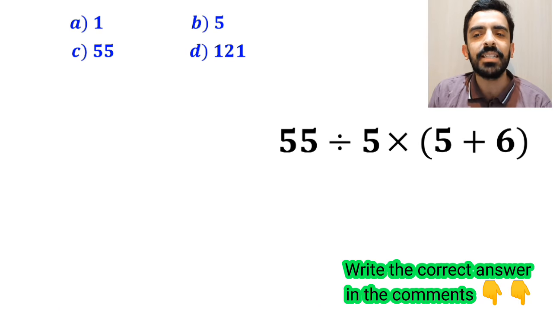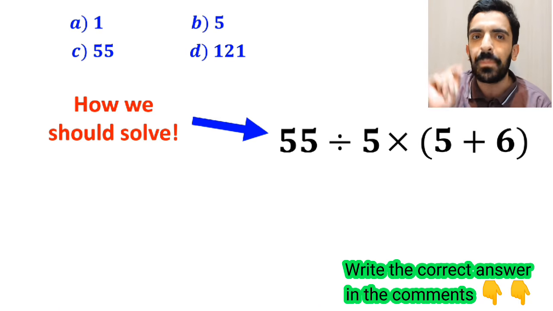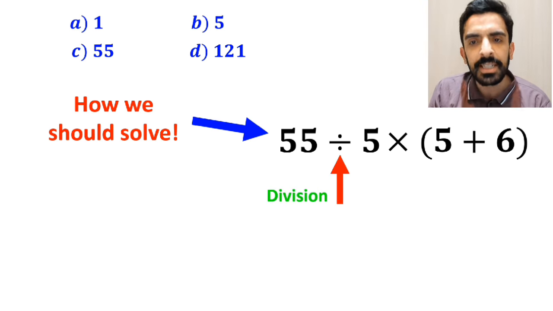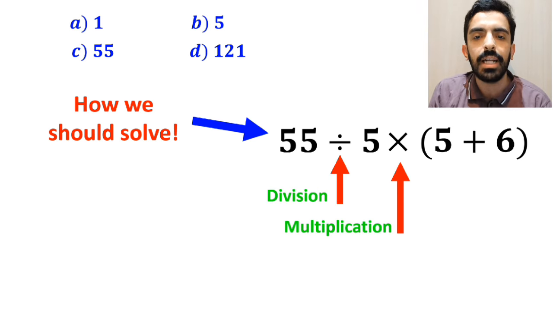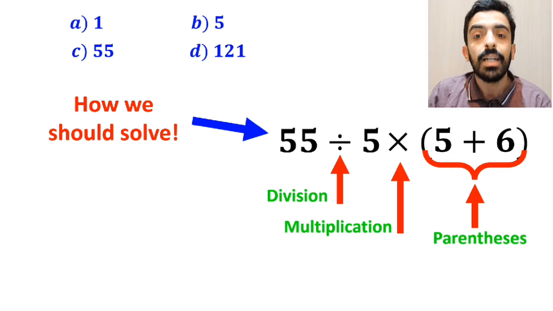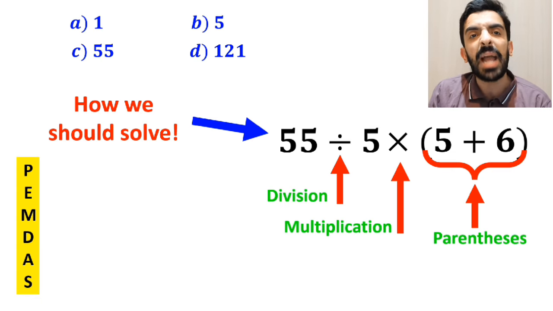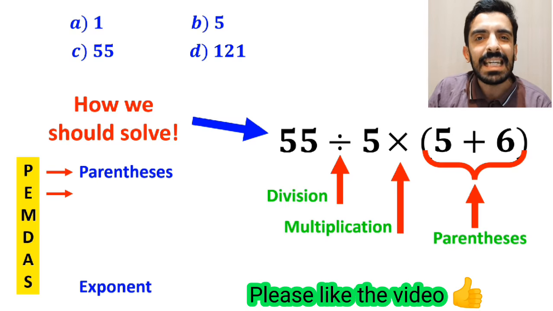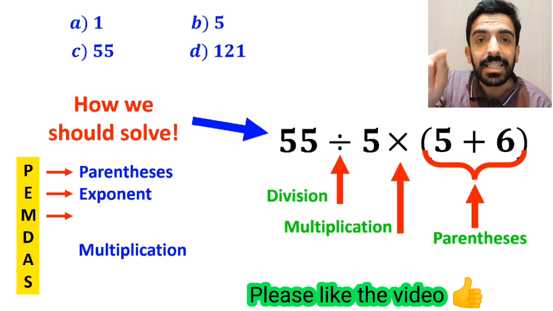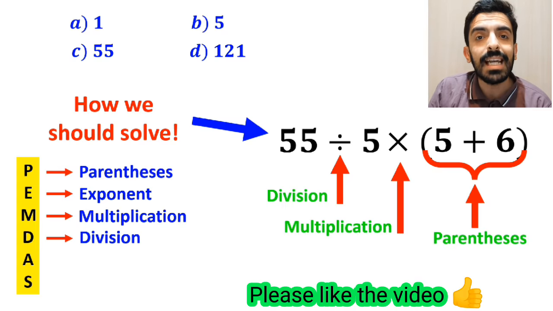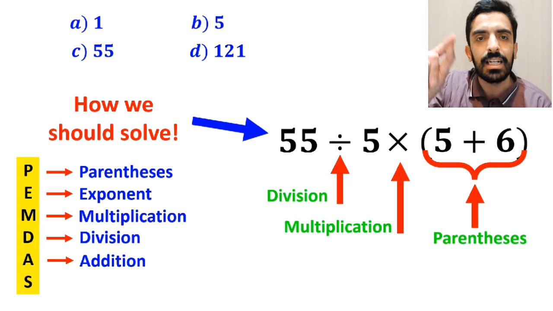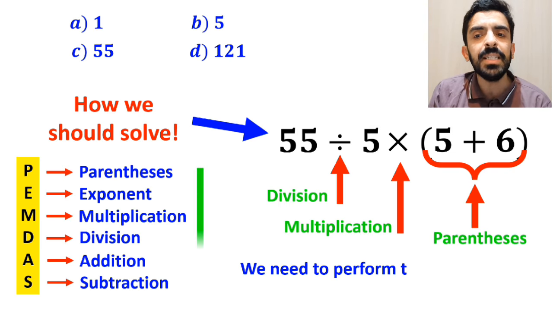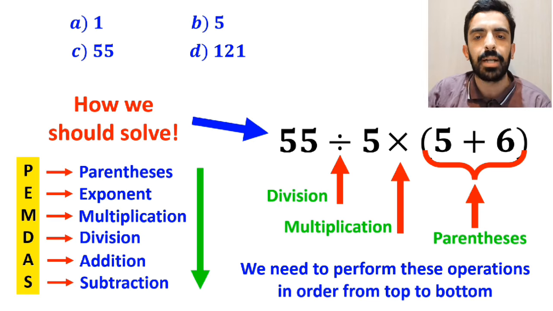Alright, now let me explain step by step how we should solve this expression properly. As you can see in the image, in this expression, first we have a division sign, then a multiplication sign, and finally parentheses. To solve this question, we need to use the PEMDAS rule. In this rule, P stands for parentheses, E stands for exponent, M stands for multiplication, D stands for division, A stands for addition, and S stands for subtraction. We need to perform these operations in order from top to bottom.